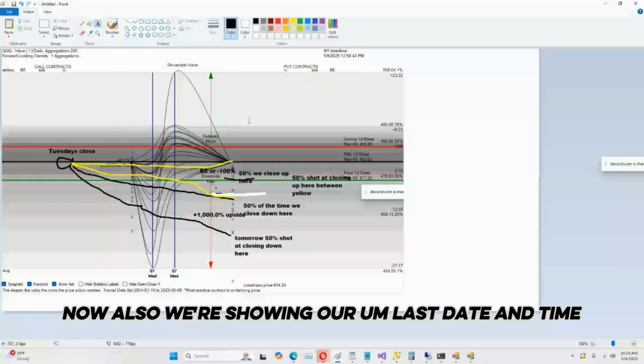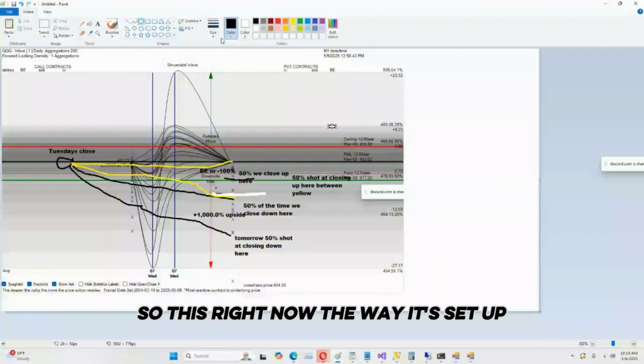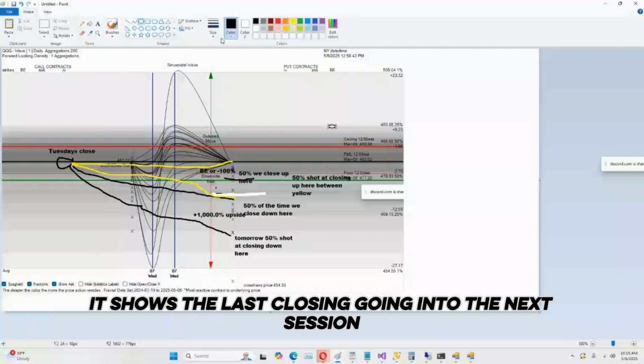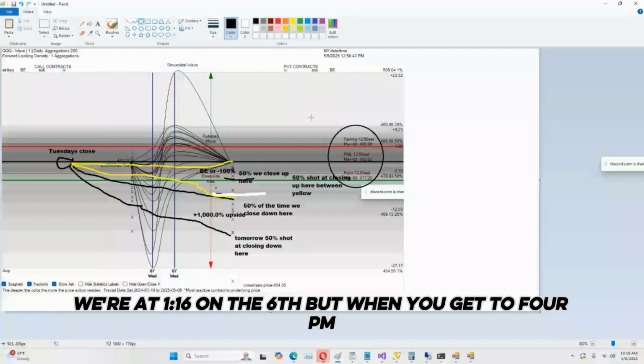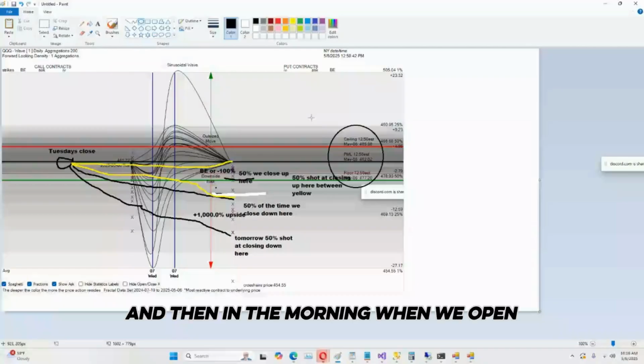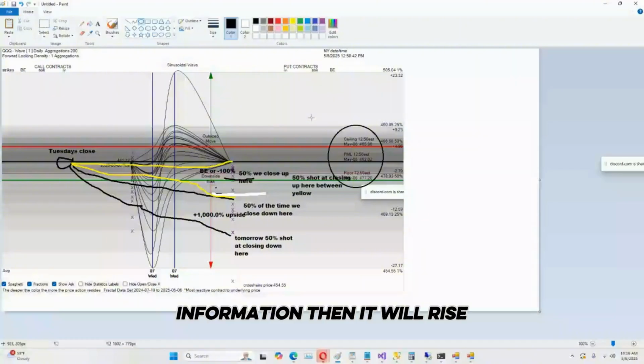Now, also, we're showing our last date and time of our metric. The way it's set up right now, it shows the last closing going into the next session. So today it's showing 12:50; we're at 1:16 on the 6th. But when we get to 4 p.m., it's going to show like ceiling May 6th, 4 p.m. or 4:05 or whatever. So it's going to show at 4 o'clock or after. And then in the morning, when we open, it's going to show the same thing. And then after the market starts and it starts collecting new ceiling 4 p.m. information, then it will rise.